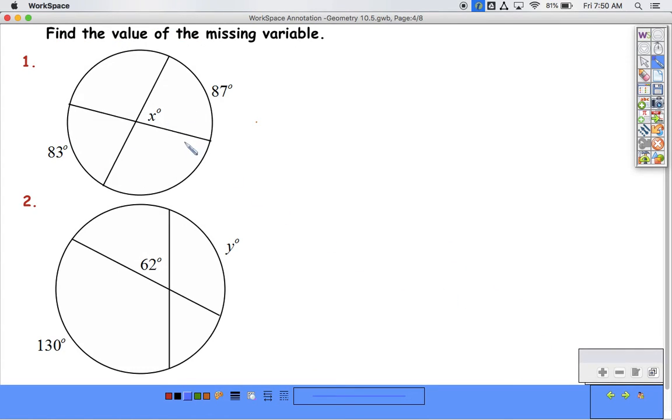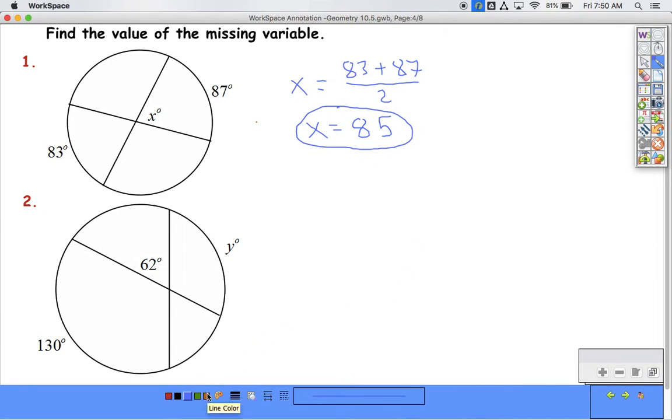So here's how that looks like. So x is going to equal 83 plus 87 divided by 2. So add those up, you're going to get 170, and cut that in half, you're going to get 85. So that's a pretty simple example.